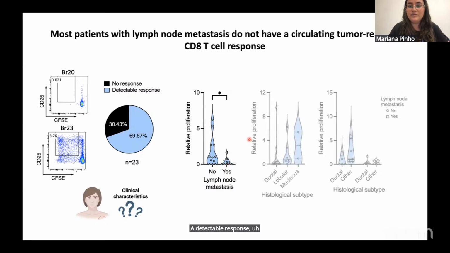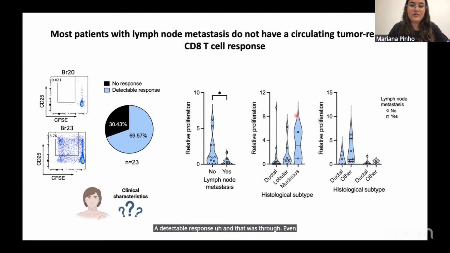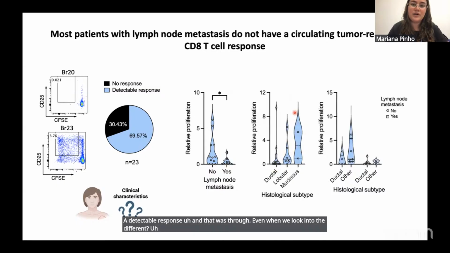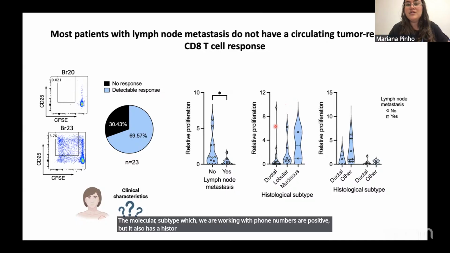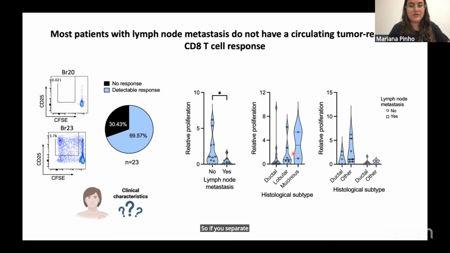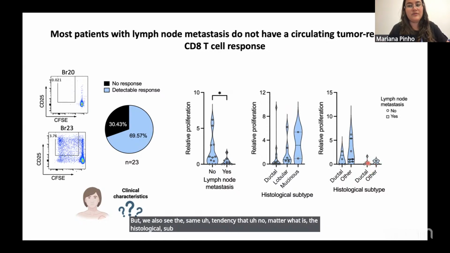And that was true even when we look into the different histological subtypes. Breast cancer not only has the molecular subtype, which we are working with, hormone receptor positive, but it also has histological subtypes. If you separate into the different histological subtypes, you don't see any difference. But we also see the same tendency that no matter what the histological subtype is, the ones with lymph node metastasis are the ones with lower response.